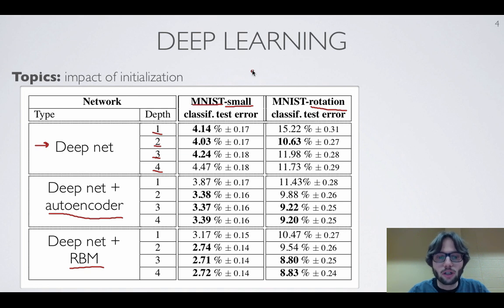There are three different conclusions we can draw from these experiments. The first thing is that pre-training actually helps. In all cases, performance is better with pre-training. If we don't use any pre-training for MNIST small, we get about 4% error. If we use autoencoder pre-training, we're more at 3.3% error. And with RBM, you get even better, at 2.7. A similar conclusion holds for the rotation problem, where we get better and better performance if we use pre-training, either autoencoder or RBM.